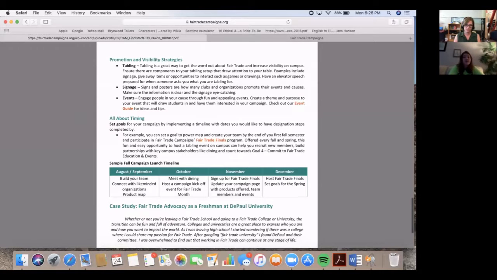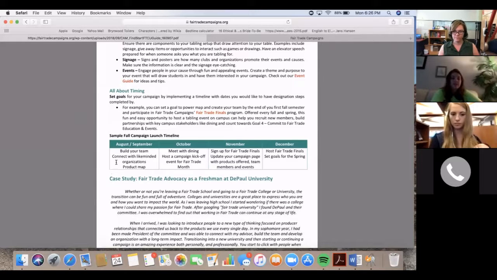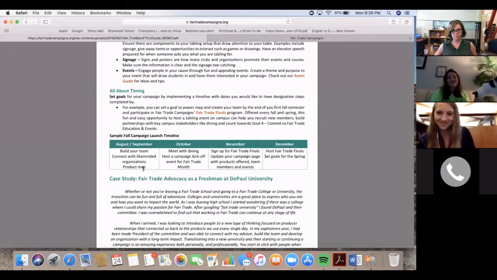So we do have a sample fall campaign launch timeline down here, and I mean, what's better than this? It's really a great example of a timeline to use. So August, September: building your team, making those connections. October: hosting meetings and campaign kickoff, meeting with the dining hall to look at what type of dining options can be procured. November: signing up through Fairtrade Campaigns for the Fairtrade finals, keeping up to date on your campaign page. And then December: hosting your Fairtrade finals and setting goals for spring.